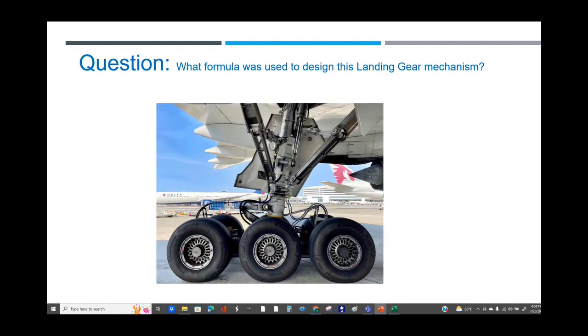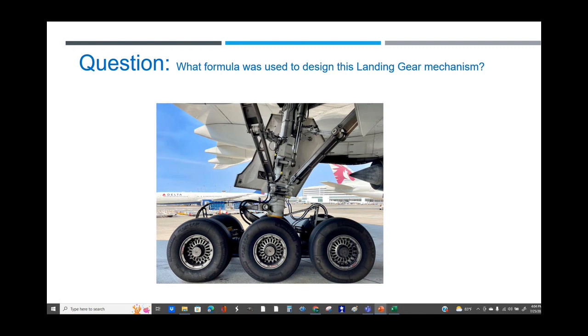This is a landing gear of a Boeing 777. What formula was used to design this mechanism? Please respond, just ask questions anytime, but currently, if you were given this problem, how would you start to solve a problem like this? Anyone?